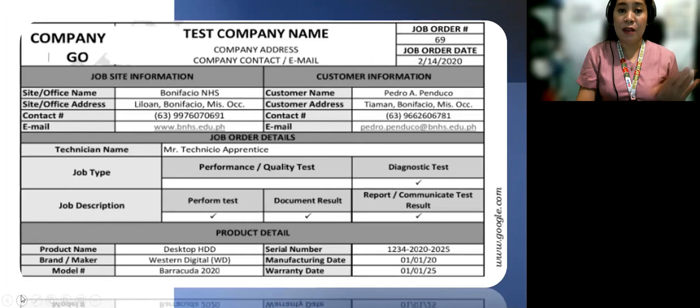This is just the main format, or a sample of a job order plan. Just like what I said a while back, that information is needed in order for you to input all the necessary data that is really necessary for you to be able to create a job plan or a job order.